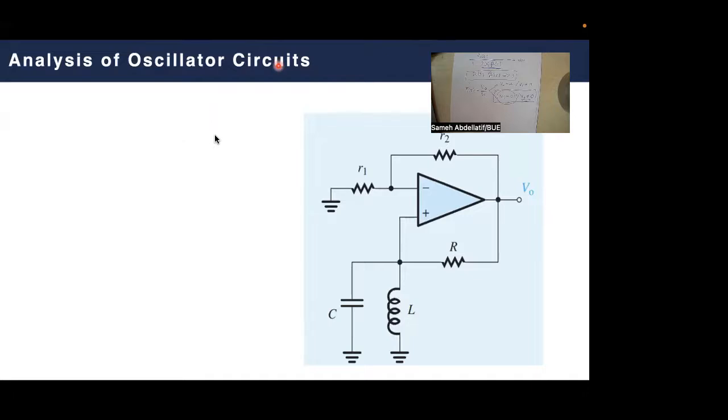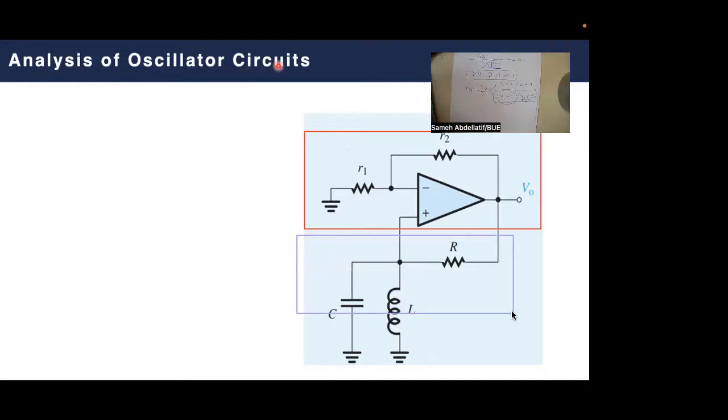Let me use that. So okay, the first one, which is basically the amplifier circuit, is a very standard non-inverting amplifier with the two resistances R1 and R2. And on the other hand, we have a beta selective network here, as you can see, my dear students, with an RLC filter. This is how we can divide our circuit.